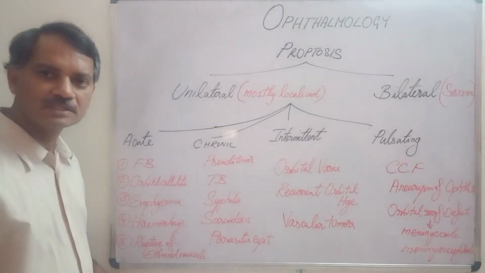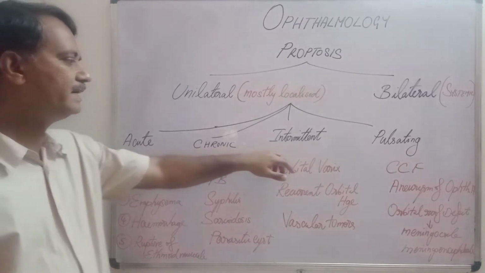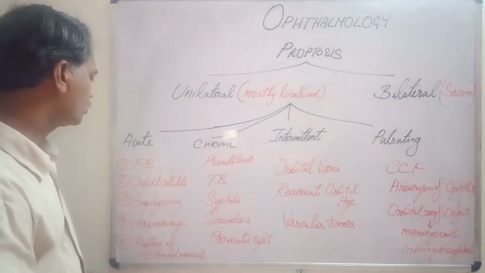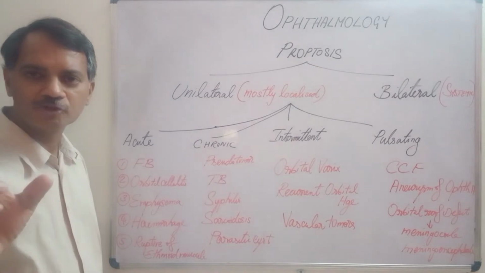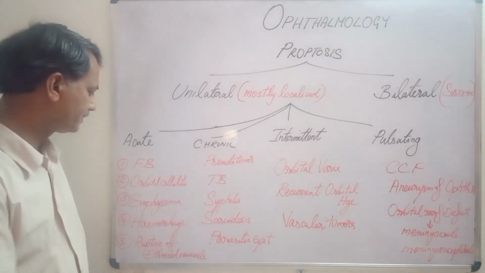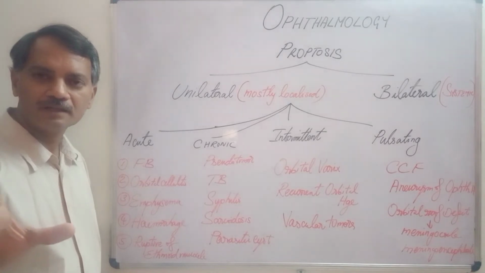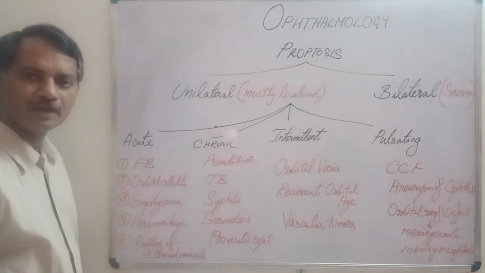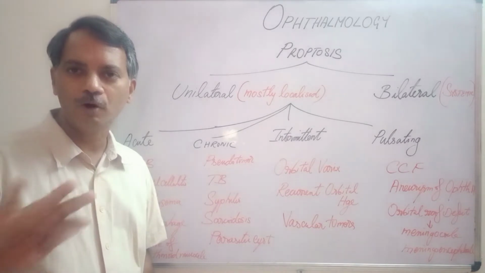Unilateral proptosis can be classified as acute, chronic, intermittent and pulsating proptosis. Acute proptosis: whenever there is a foreign body in the orbit which is not removed, that will cause an inflammatory reaction and proptosis. Orbital cellulitis, inflammation of the orbit, so the entire orbit is inflamed leading to proptosis. Emphysema, what is this emphysema? Air is leaking into the orbit, pushing the globe outside.